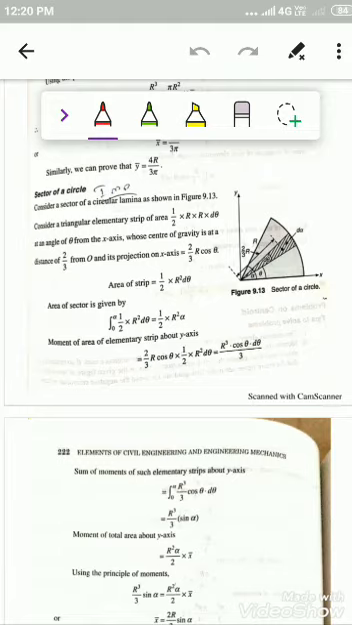In the previous class, we discussed the centroid of a semicircle as well as the quarter circle. So now we can discuss the centroid of a sector of a circle. These derivations are very important.